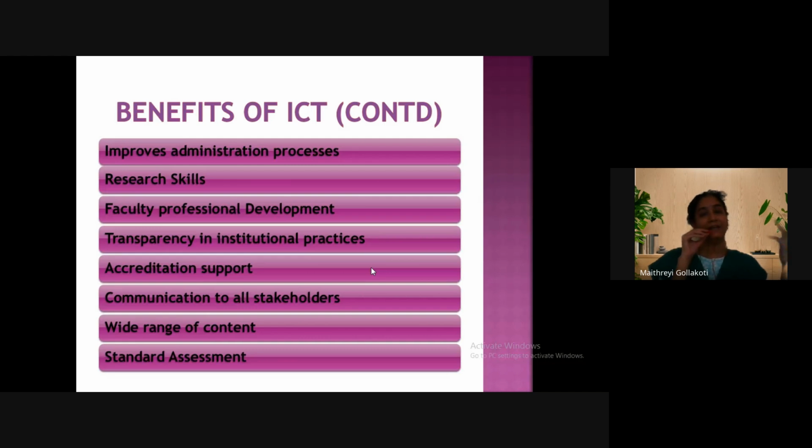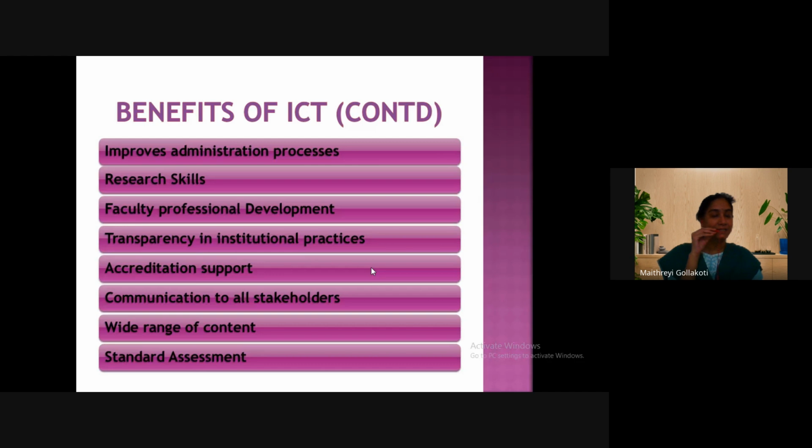Next is faculty professional development. Each and every faculty member is now supposed to develop themselves academically, and they have to keep enhancing themselves regarding knowledge, regarding adapting to technology, etc. And all these things are possible only when faculty have faculty development programs. Just like how we are having this now, we need to have more programs like this to bring awareness about different subjects.